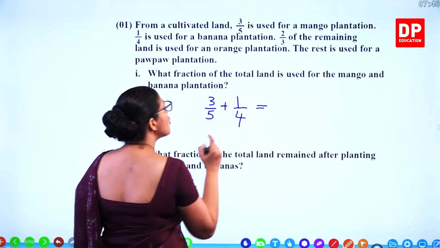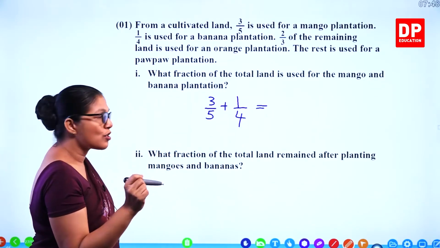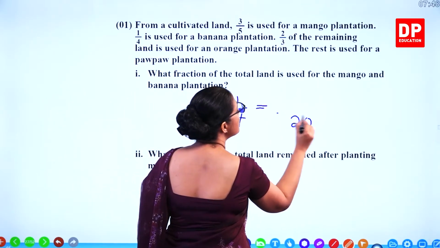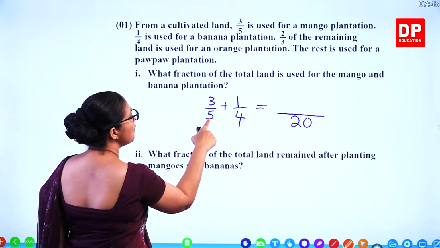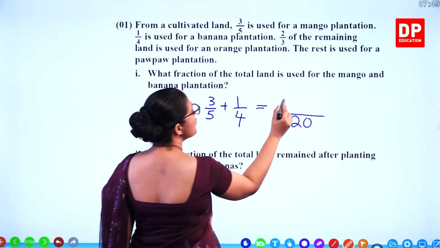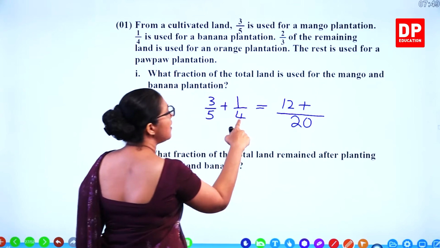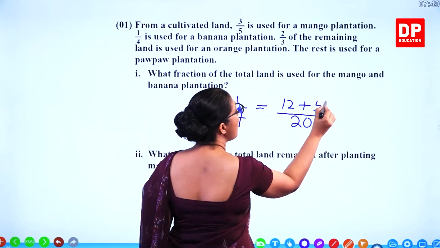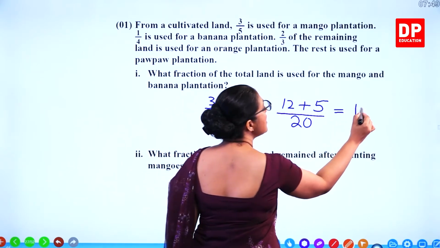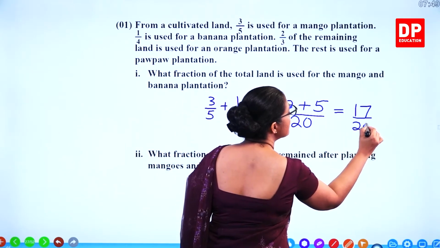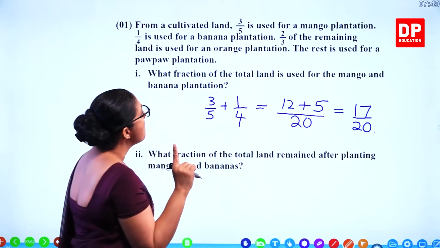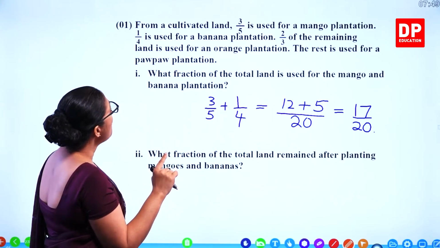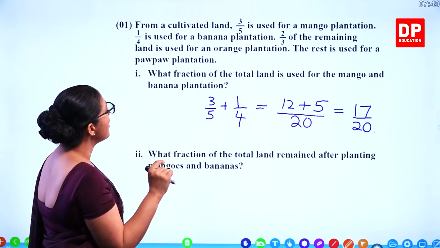How do you add fractions? You have to convert to the lowest common multiple. For 5 and 4, 20 is the lowest common multiple. So convert this to 20: 4 times 3 is 12. Here you need to multiply by 5. 5 times 4 is 20, 5 times 1 is 5. So you get 17 over 20. That's the total fraction of the land used for mango and banana plantation.